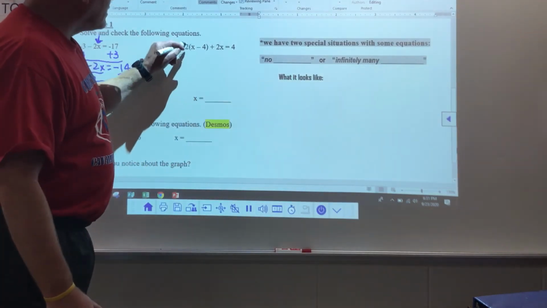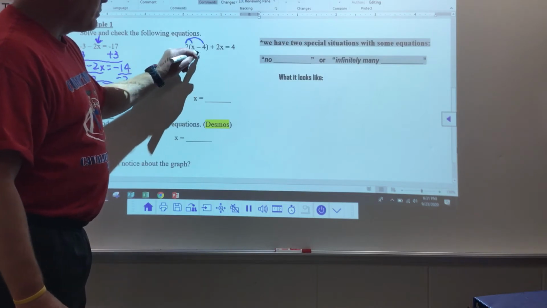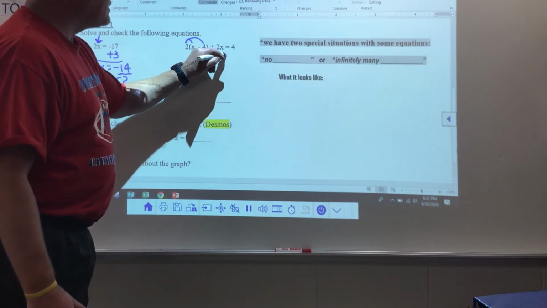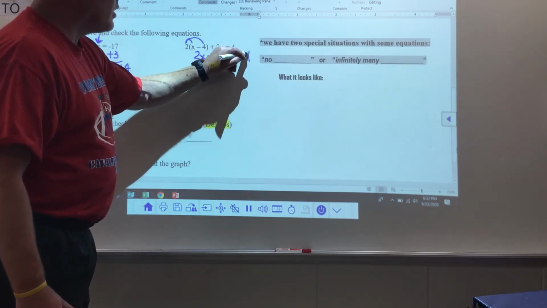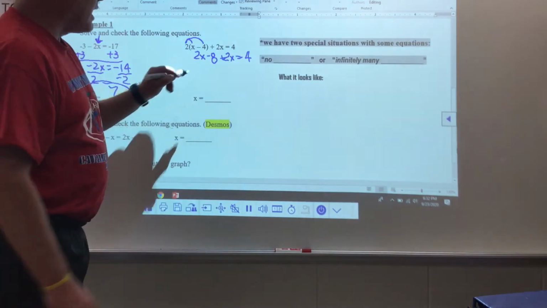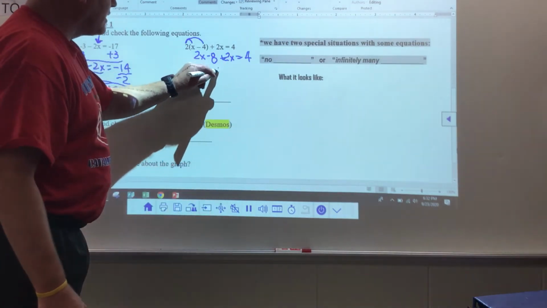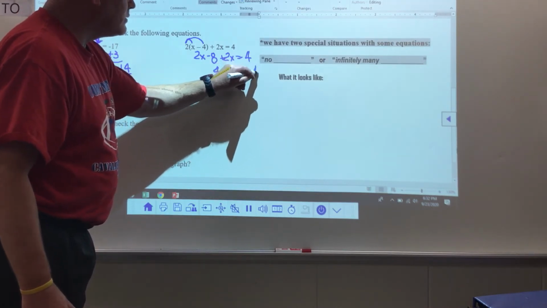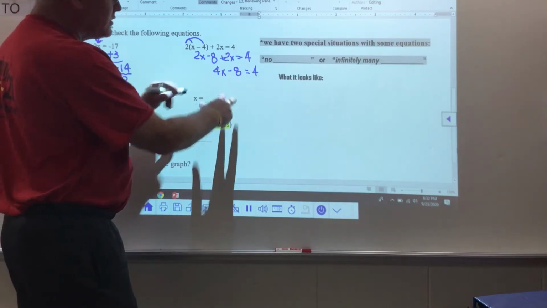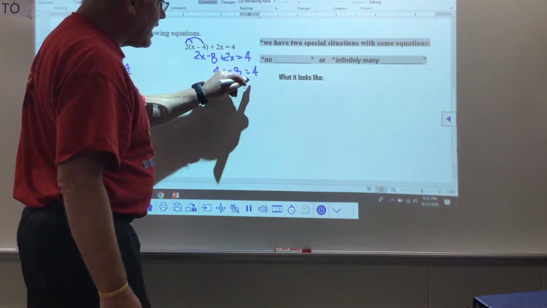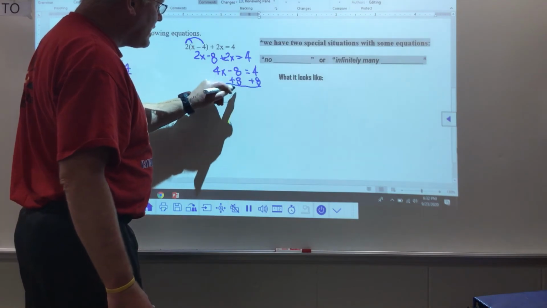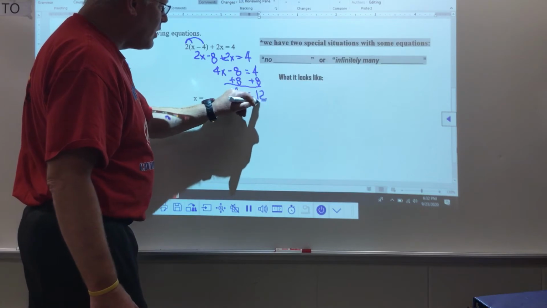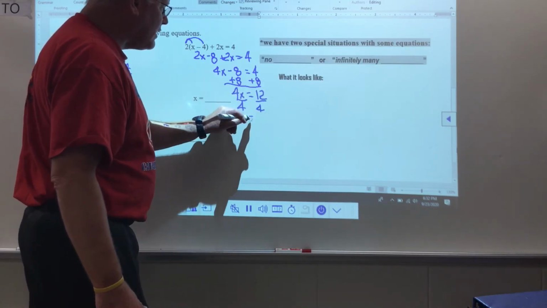Let's look at this problem here. It's got parentheses, so I'm going to use the distributive property. I get 2x minus 8 plus 2x, all equal to 4. I have a 2x plus another 2x. That's going to be 4x minus 8 is equal to 4. Now it's starting to look familiar. It looks like a two-stepper. I add 8 to both sides. I get 4x is equal to 12. Divide both sides by 4, and I get x is equal to 3.